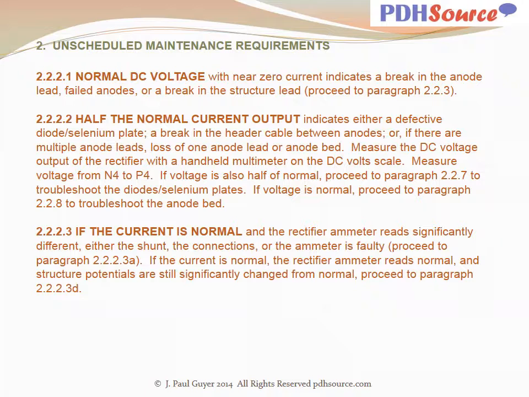If the current is normal and the rectifier ammeter reads significantly different, either the shunt, the connections, or the ammeter is faulty. Proceed to paragraph 2.2.2.3A. If the current is normal, the rectifier ammeter reads normal, and structure potentials are still significantly changed from normal, proceed to paragraph 2.2.2.3D.